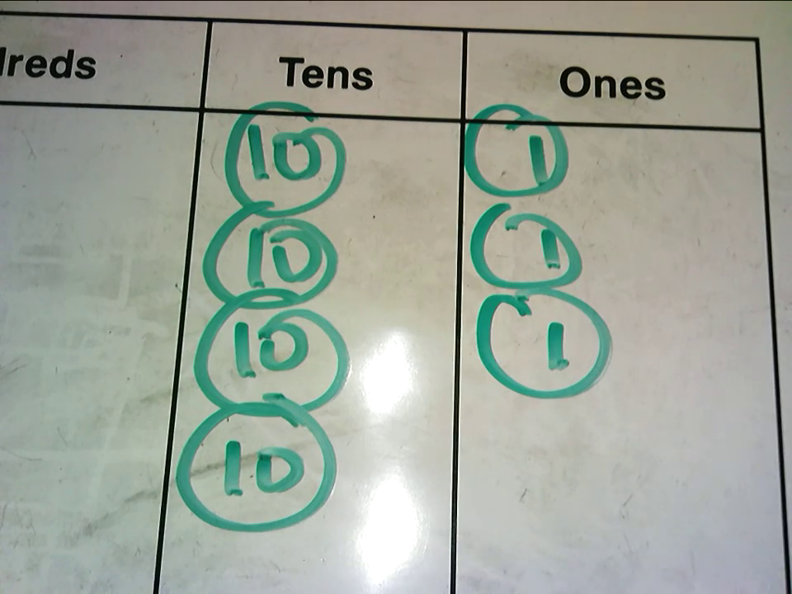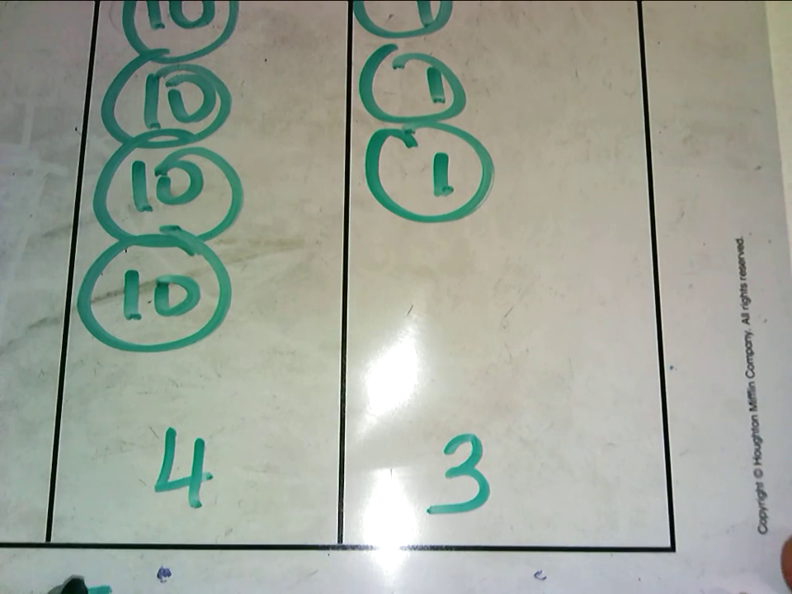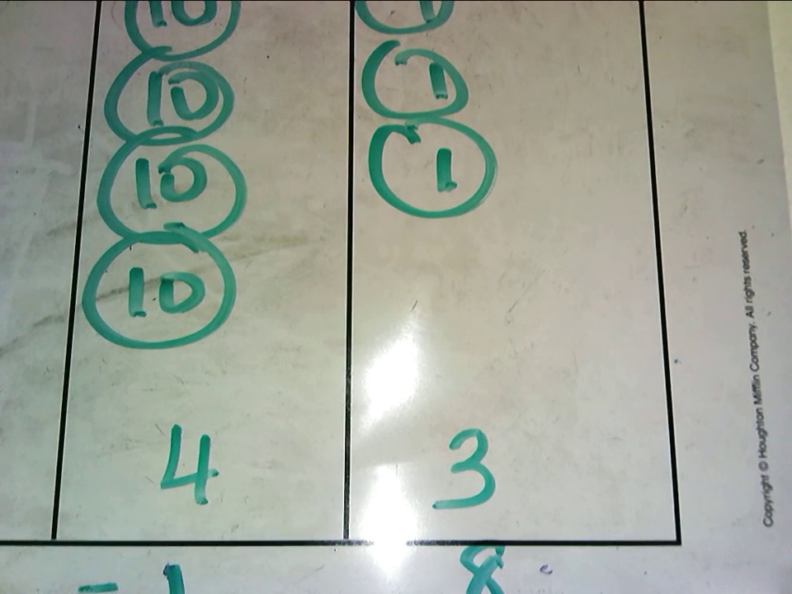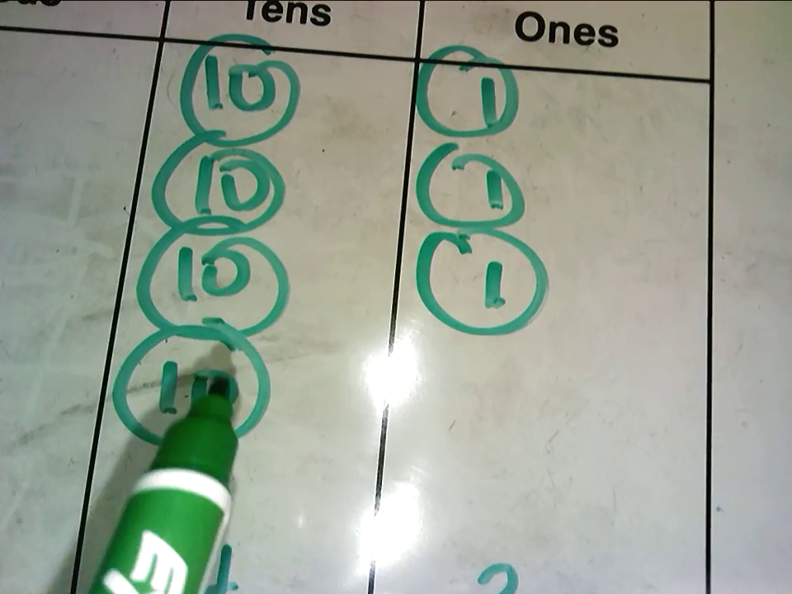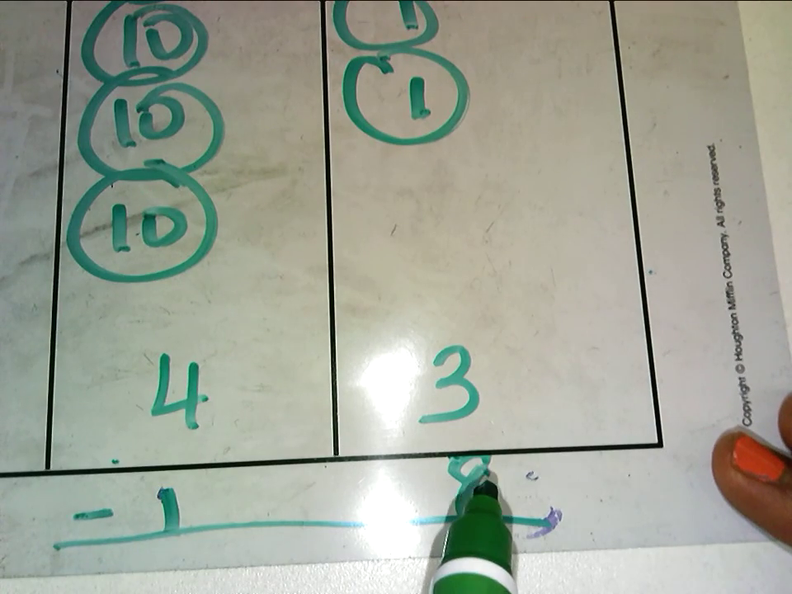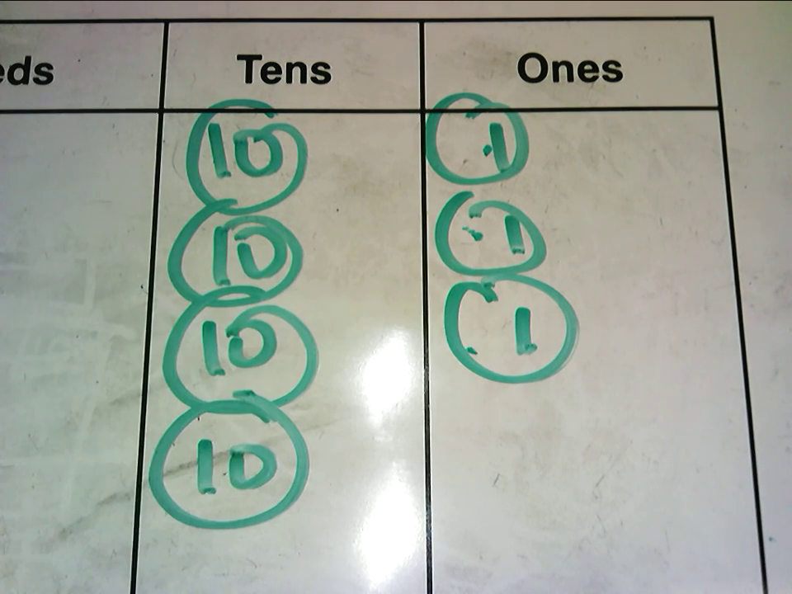So I'm trying to subtract 18. So I have 4 tens and 3 ones. So remember, I subtract in the ones, tens, hundreds. So right now, I'm trying to subtract 8 in the ones place. So let's see if I can even do that. 1, 2, 3. I cannot.